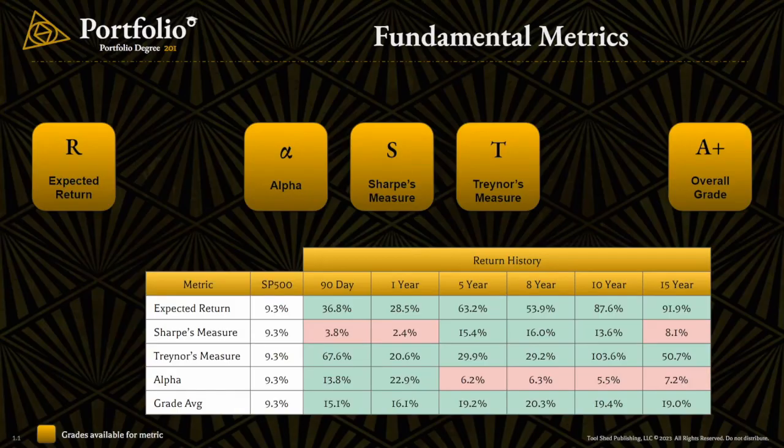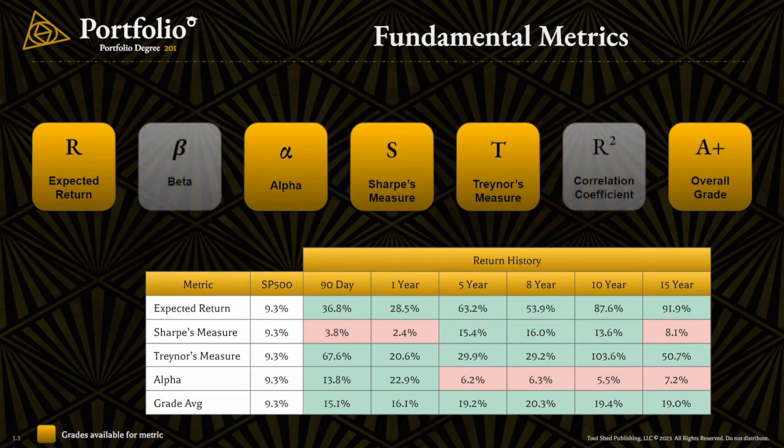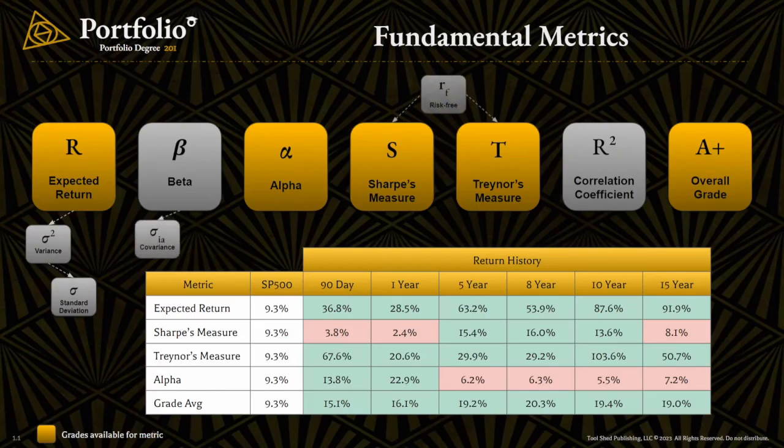In order to understand these metrics, there are a few other measures that you need to know, so we're going to walk you through those as well. The first 2 are beta and R squared, and in order to understand beta, we need to walk you through what a covariance is, and in order to do that, we also need to walk you through variance and standard deviation. And before we can cover Sharpe's measure and Trainer's measure, we need to walk you through the risk-free rate. So taking a look here, these are all of the metrics that we're about to walk you through.